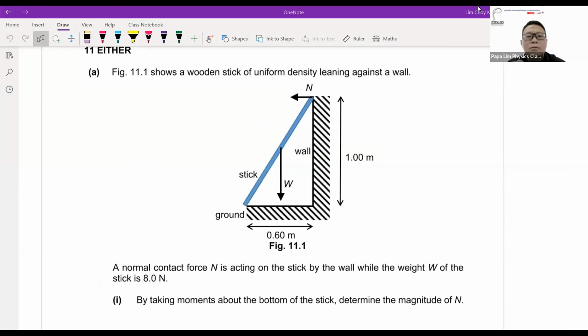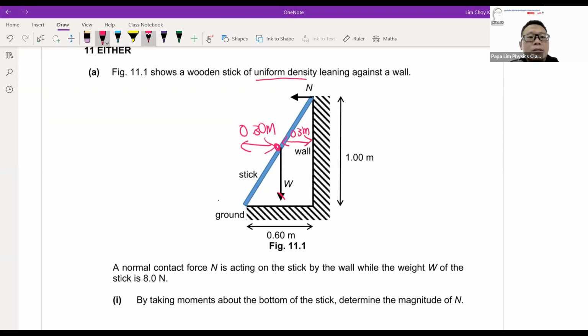All right, so let's look at 11 (i)(d). 11 (i)(d) seems like a moment question. Based on the question, I have the weight of the rod here. If it's of uniform density, it will act in the middle of the rod. So the distance here will automatically be the halfway mark also. So this will be 0.3 meter. This will be 0.3 meter.